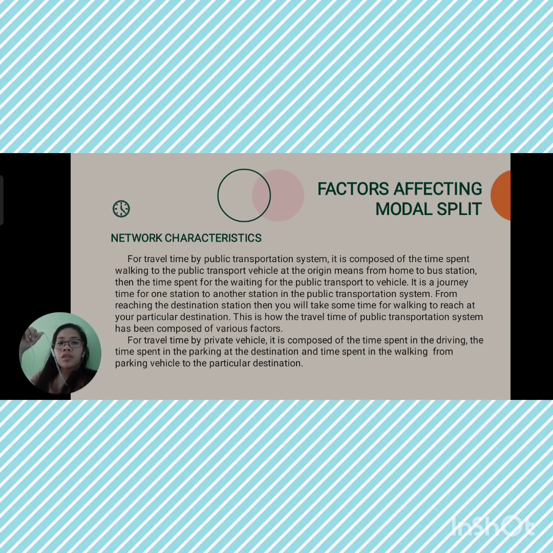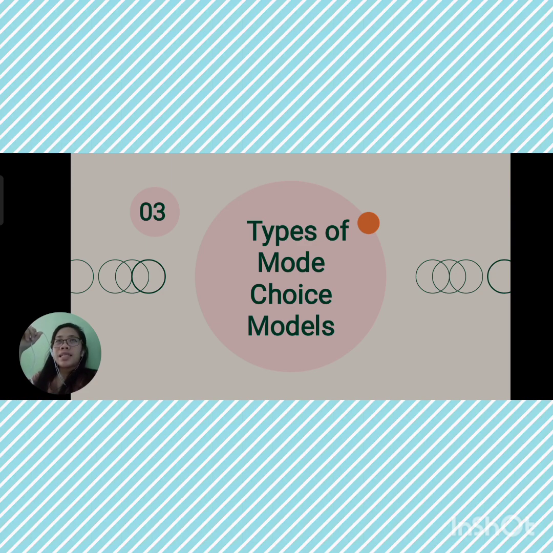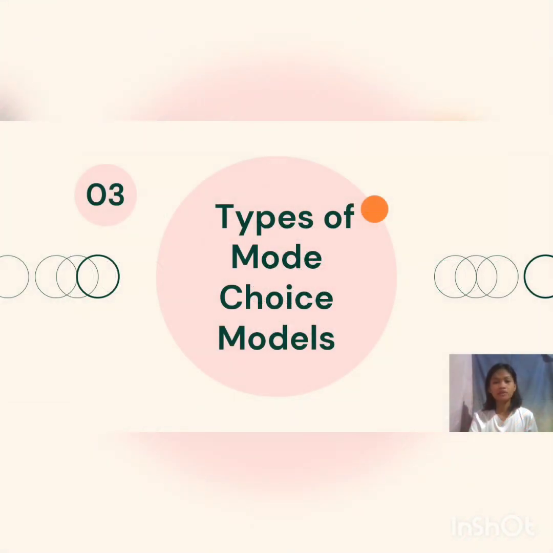Ang next is ang sa private vehicle naman is ang oras nga imong gi-spend sa pag-drive, ang oras nga imong na-spend sa parking at the destination, ang pagpark nimo sa imong private vehicle pag-abot nimo dito sa imong destination, o ang oras nga imo usab nga gi-spend sa imong paglakaw gikan sa parking vehicle padulong dito sa imong particular destination kung asa na gyud ka. So mao na ang mga factors nga naka-affect sa modal split. Next is i-discuss sa akong partner, sa akong groupmate, ang types of mode choice models. Types of mode choice models.